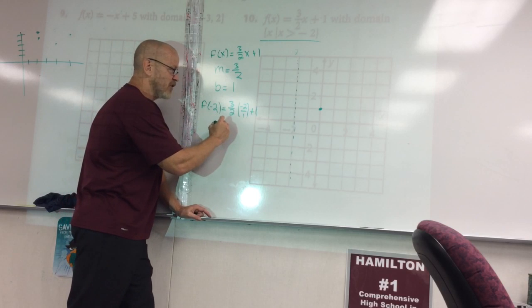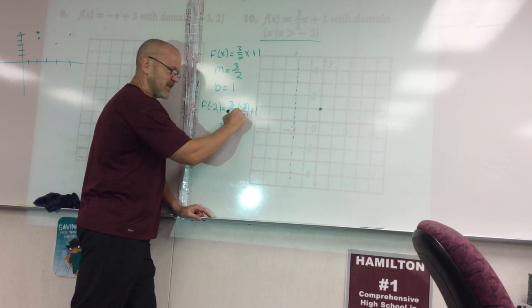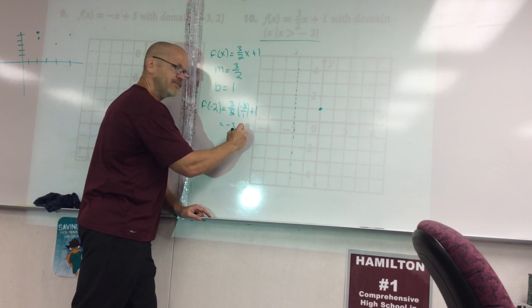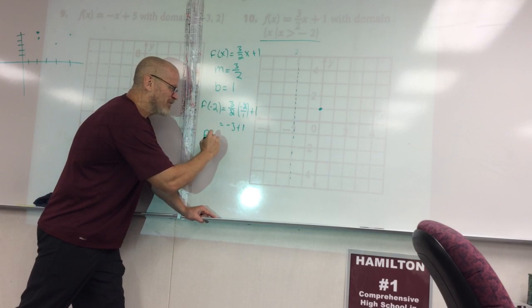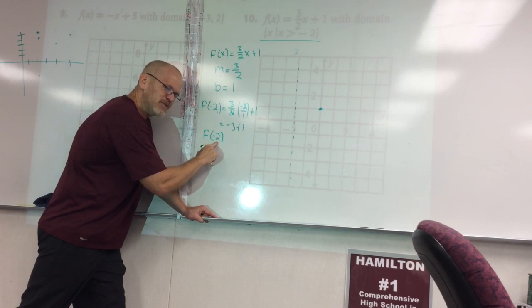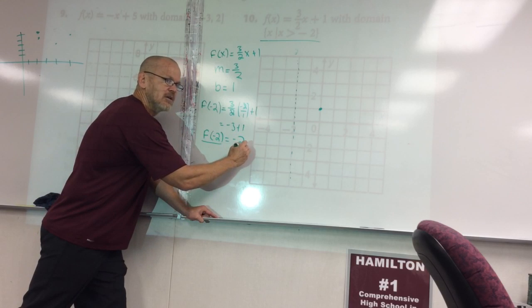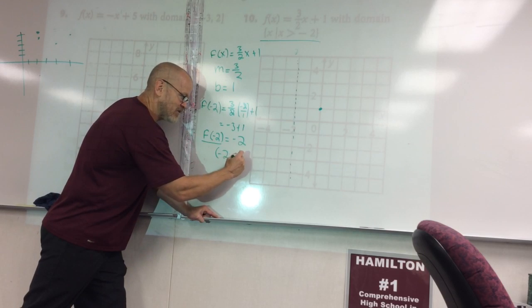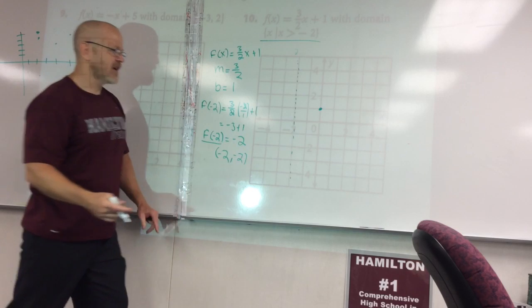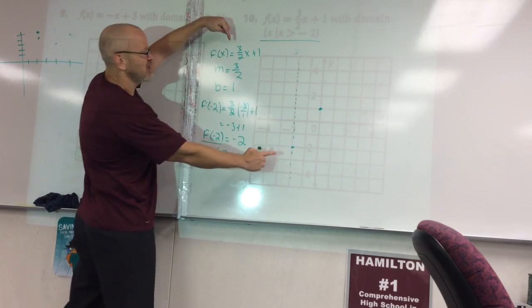So I know that f of -2, I'm going to cross these guys off, gives me 3 times -1, which is -3, plus 1. And listen to me say this: my output, when my input is -2, is equal to -2. So I have an ordered pair where my x is -2, my input, and my y is -2, my output. I'm going to come over here and mark it down. So it's (-2, -2).